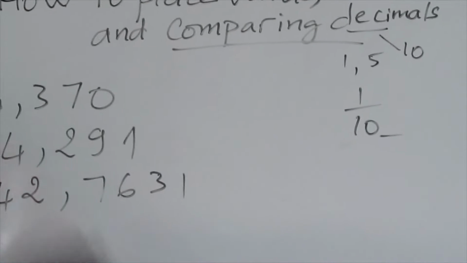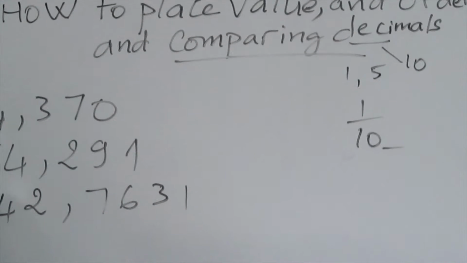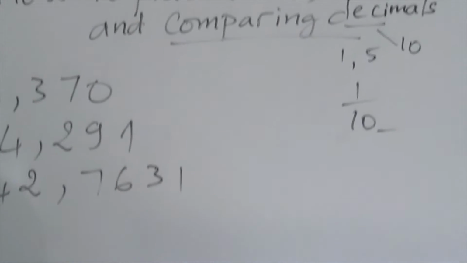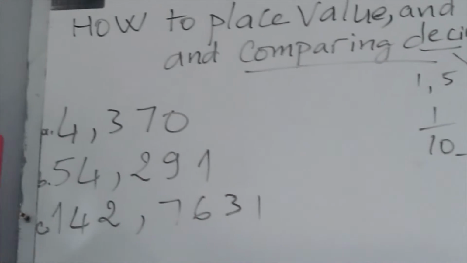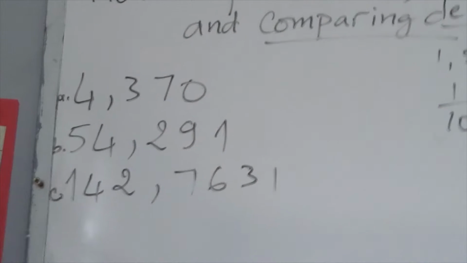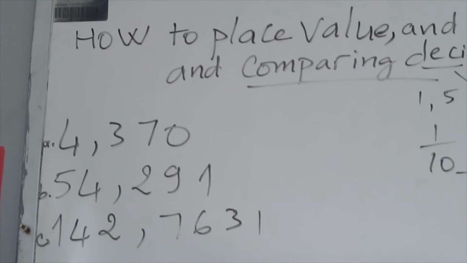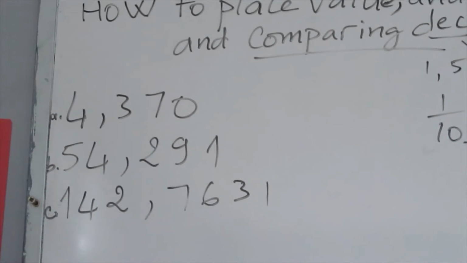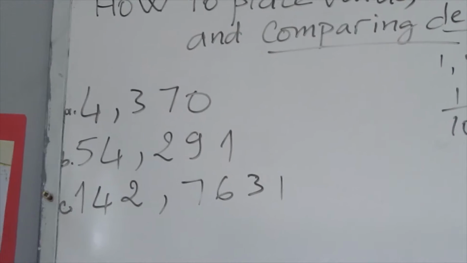And today we're based on how to place value and order and compare decimals. Now we have this number. This is a decimal, 4,370, and in this number now we must place value.